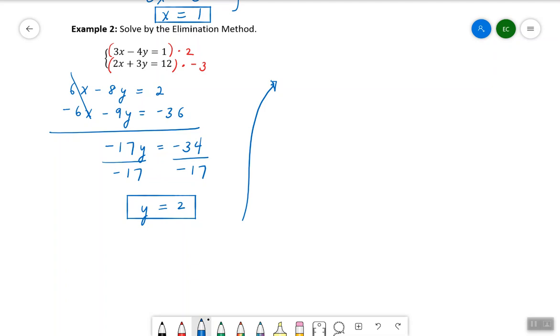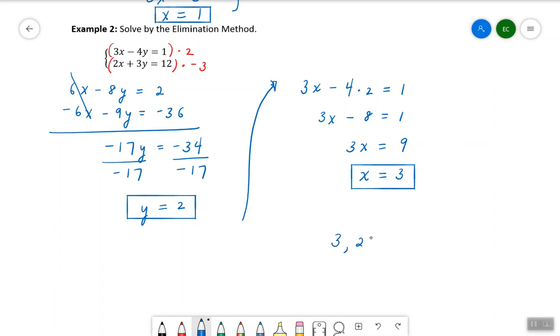We still need to find the x value for our solution. So we're going to substitute into one of the original equations. I'll choose the first equation. 3x minus 4 times 2 is equal to 1. And then I'll just solve for x. So 3x minus 8 equals 1. Add 8 to both sides and get 3x equals 9. And then when we divide by 3 on both sides, we get x equals 3. So this time our ordered pair is (3, 2). And if we'd like to use the set notation, we could even put braces around that.